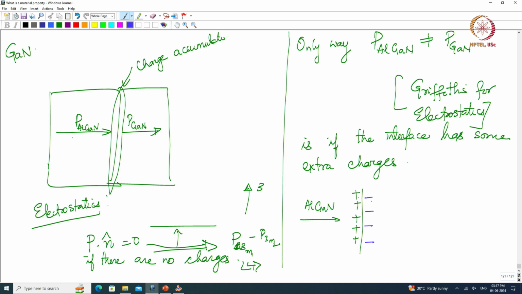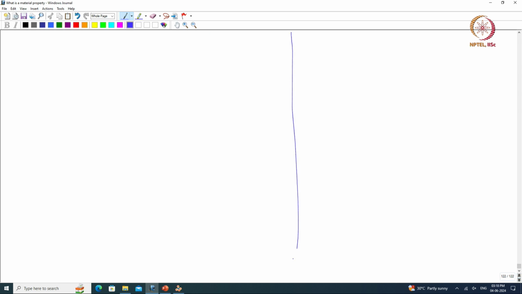So to compensate for these extra charges, the way I drew it, there are on the AlGaN side, and this is the GaN side, at the interface, on the AlGaN side, how many charges do I have? I have 1, 2, 3, 4, 5, 6 positive charges. This is just some schematic explanation. So there are 6 positive charges.